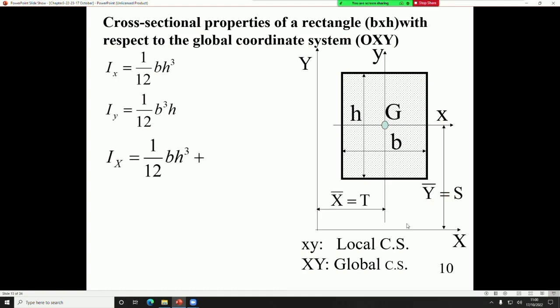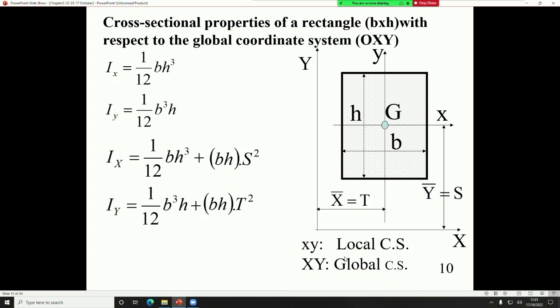So I with respect to x is equal to 1 over 12 bh cubed with respect to its central axis, plus the area bh multiplied by this perpendicular distance squared. And I with respect to Y, which is a global axis, is equal to 1 over 12 b cubed h plus the area bh multiplied by the perpendicular distance of G with respect to the Y axis, squared.